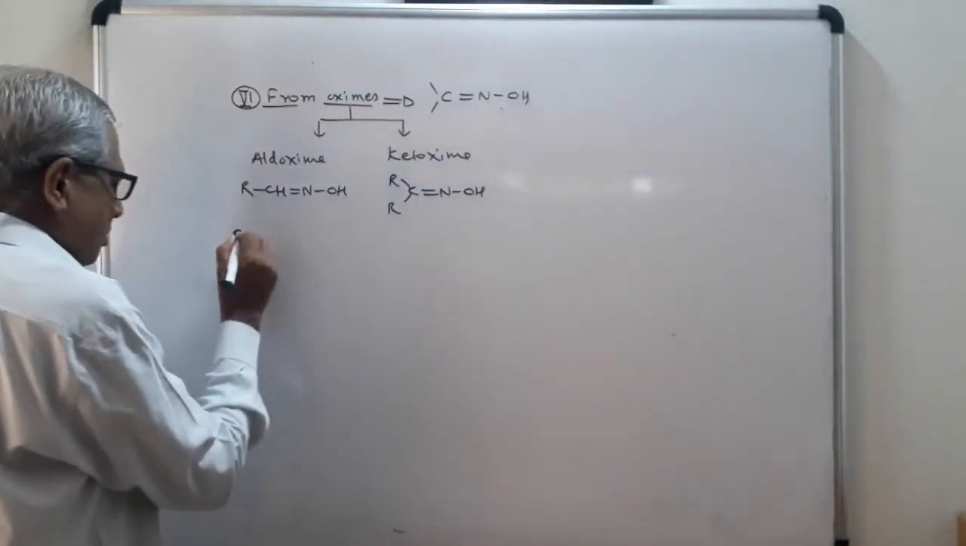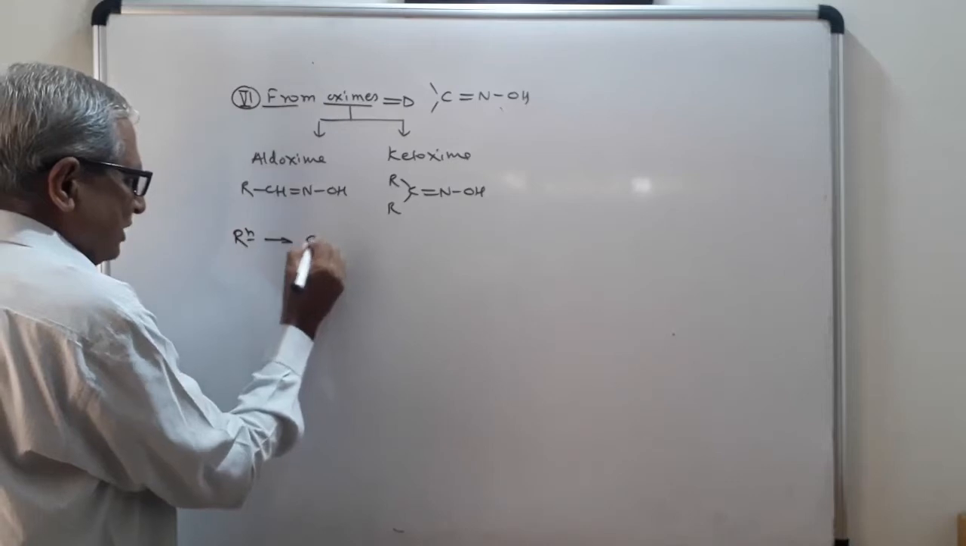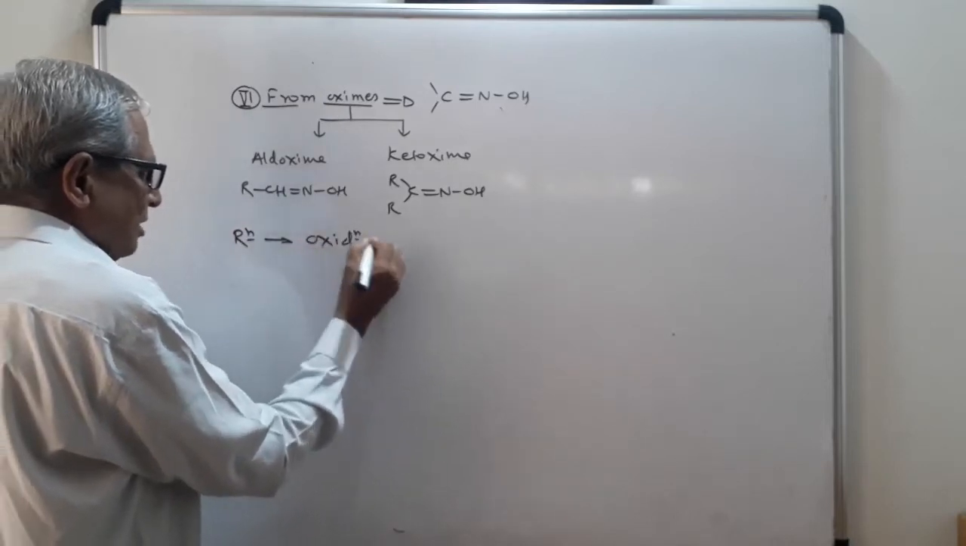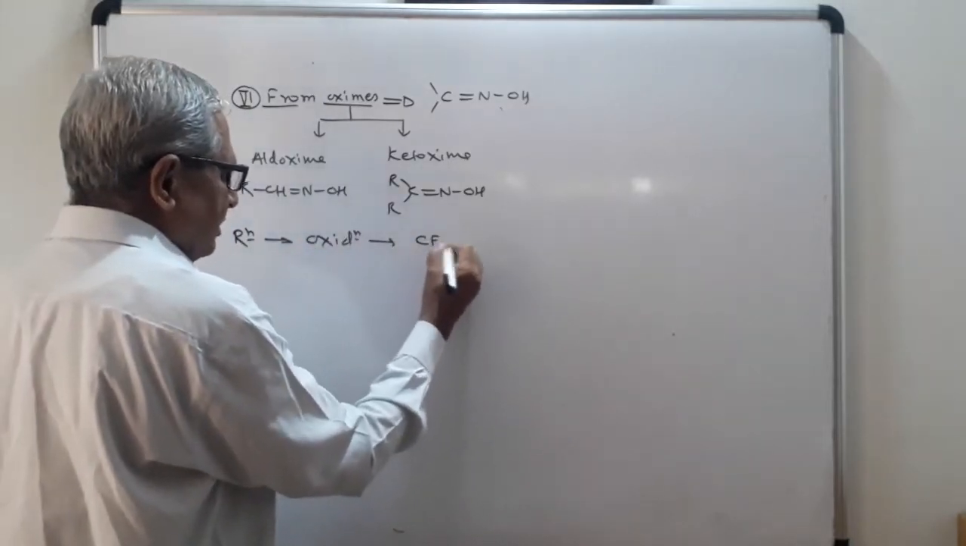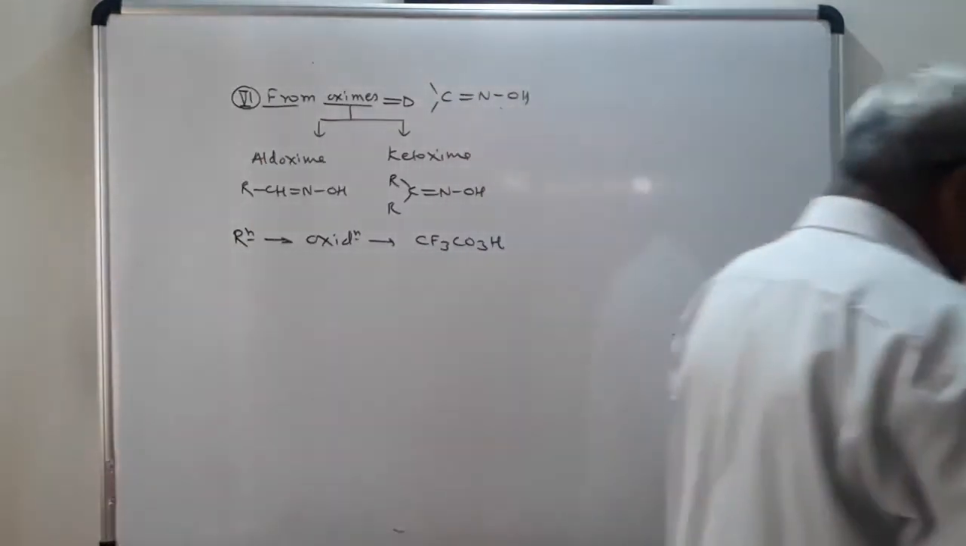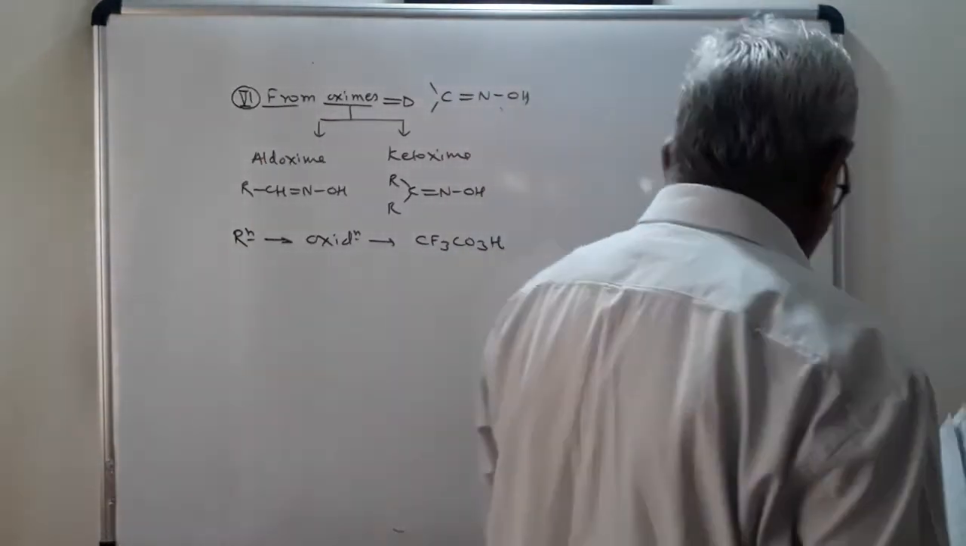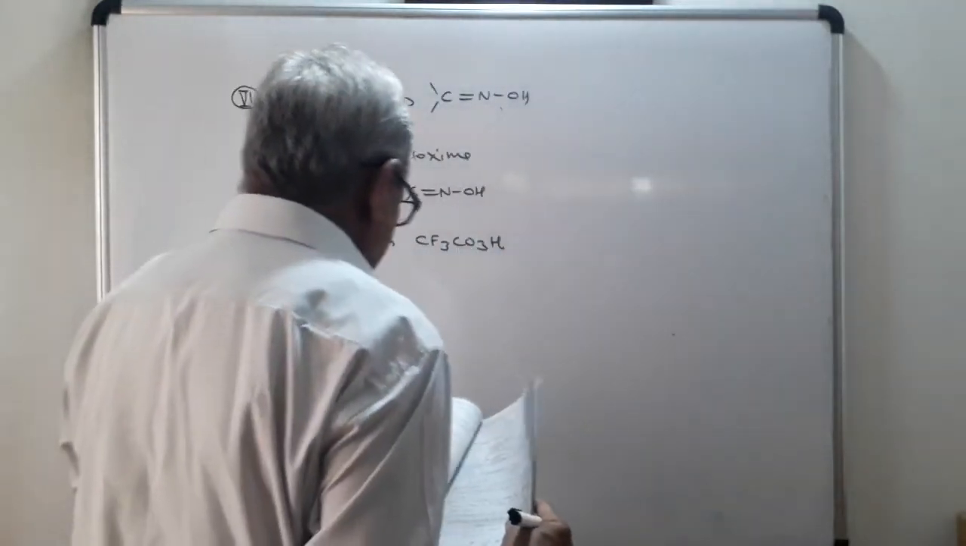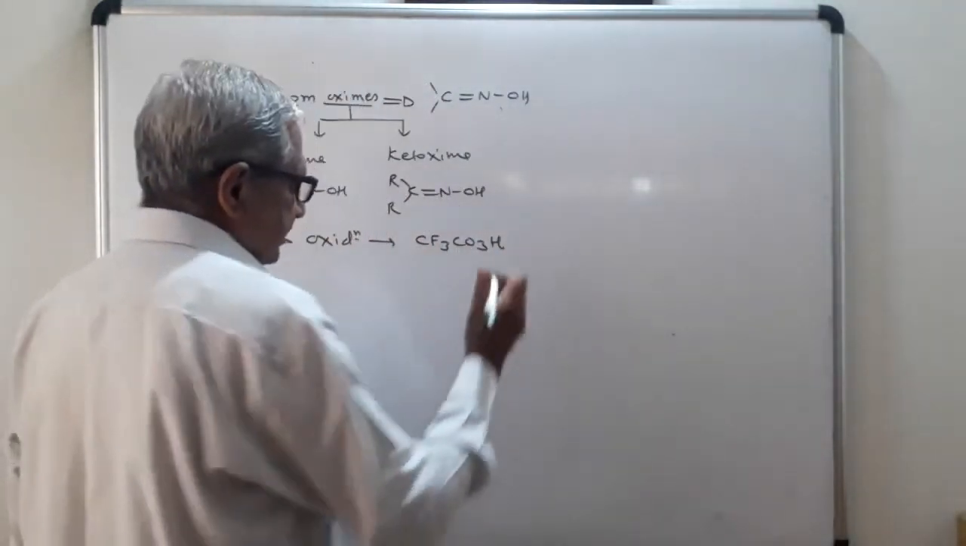The reaction used for the oxime is an oxidation reaction. The reagent used is CF3CO3H. The name of this compound is trifluoroperoxyacetic acid.